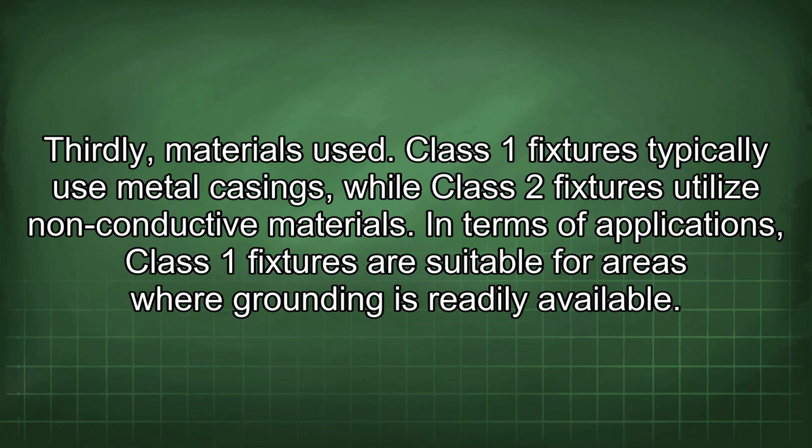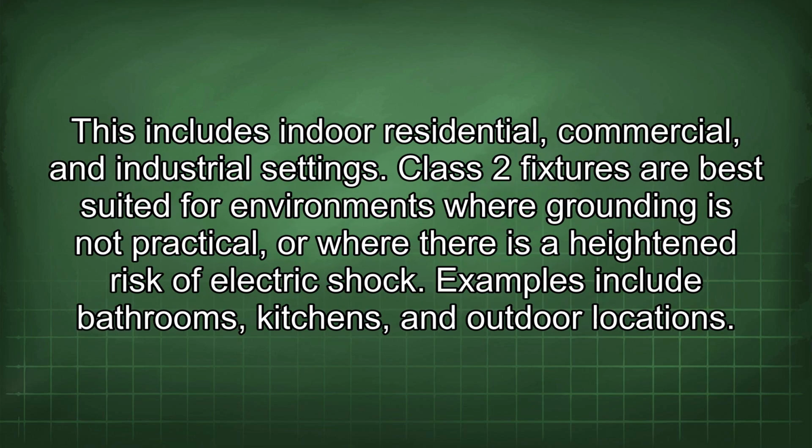In terms of applications, Class 1 fixtures are suitable for areas where grounding is readily available. This includes indoor residential, commercial, and industrial settings. Class 2 fixtures are best suited for environments where grounding is not practical or where there is a heightened risk of electric shock. Examples include bathrooms, kitchens, and outdoor locations.